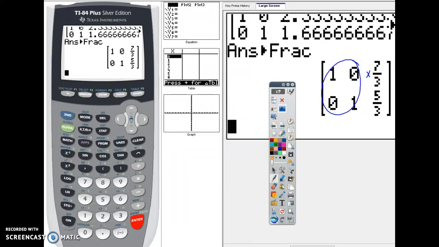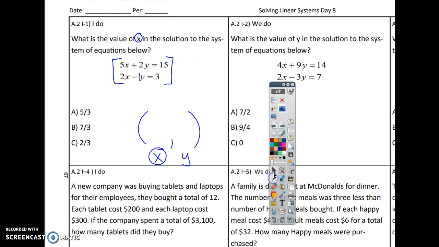Okay, so let's go write it down on our paper. My x is 7/3, and my y is 5/3. And they were only asking me for the x, so the answer is B. This is how you're going to do all of them, okay?